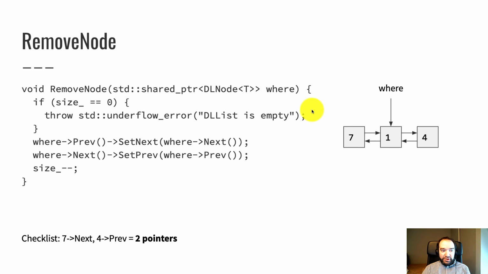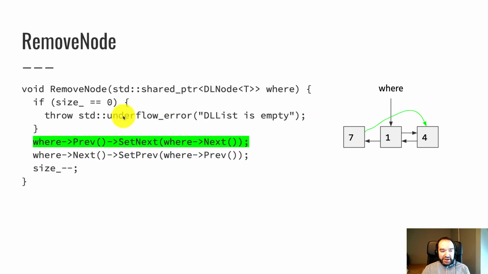Now let's look at the code. We do have an exception check. You're not allowed to remove nodes when the list is empty, so we check for that first. If we get past that, we know that where is pointing at a node that's not the dummy node, which is one that can be deleted. The dummy node is never removed.